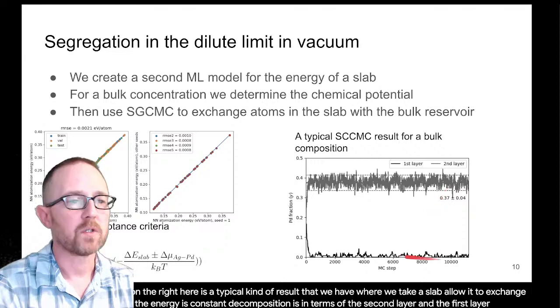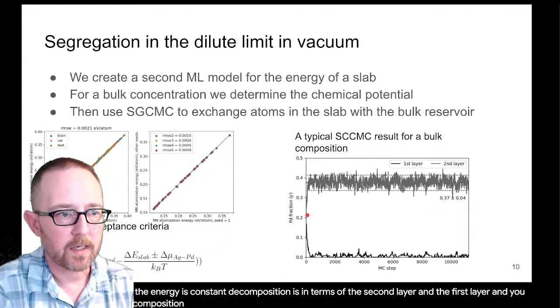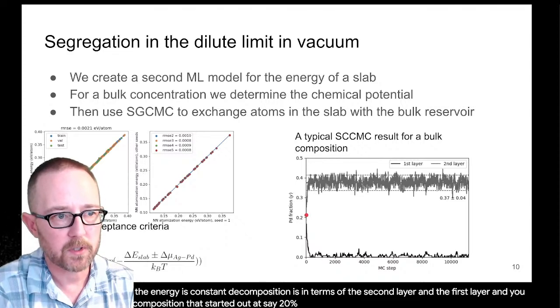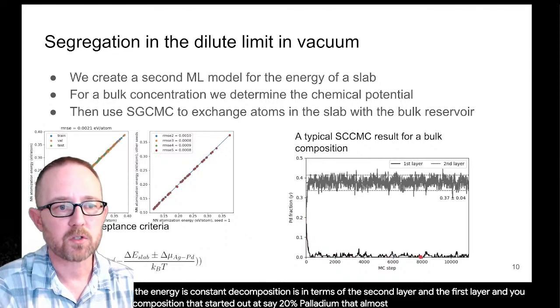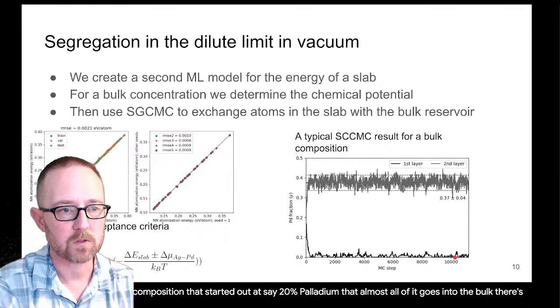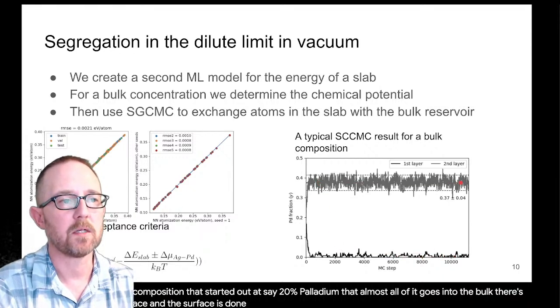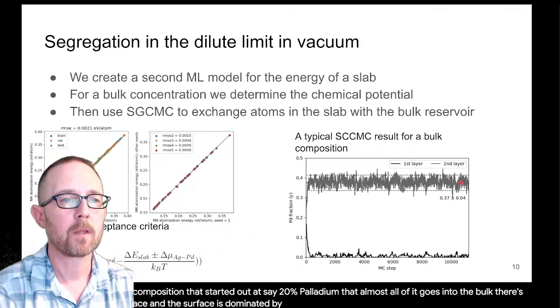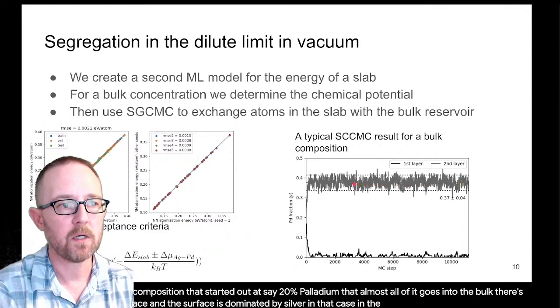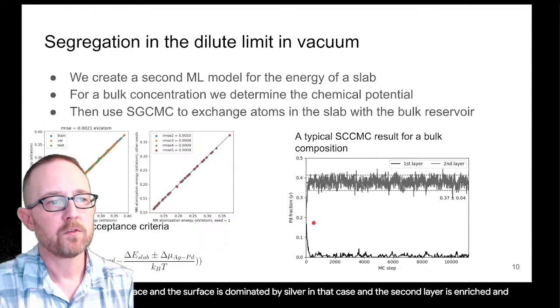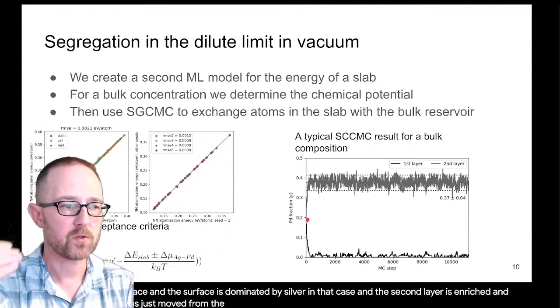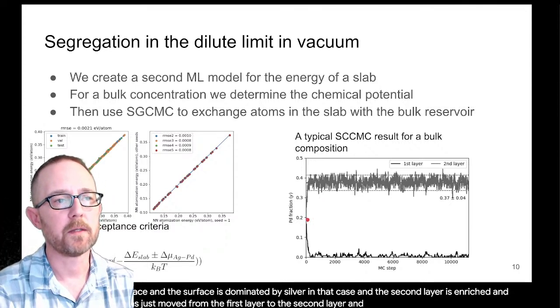And you can see for this particular composition that started out at, say, 20% palladium, that almost all of it goes into the bulk. There's hardly anything in the surface. And the surface is dominated by silver in that case. And the second layer is enriched in palladium. So the palladiums just move from the first layer to the second layer, and there they are.